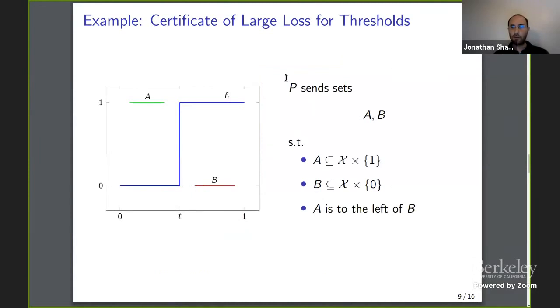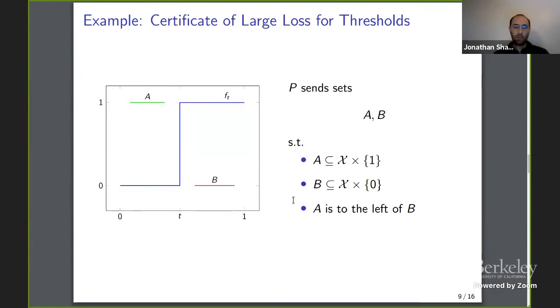So what the prover can do for this particular class is send two sets, A and B. Each of them is an event within the probability space of the unknown distribution, where A is the event that a point falls within this interval and is labeled 1. So it looks like this. And B is also an interval. It's the event where a point falls within this interval and is labeled 0. Furthermore, there's a requirement that A is to the left of B, so all the points in A are smaller than all the points in B.